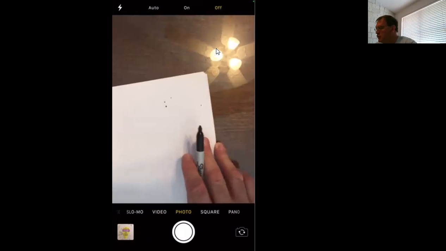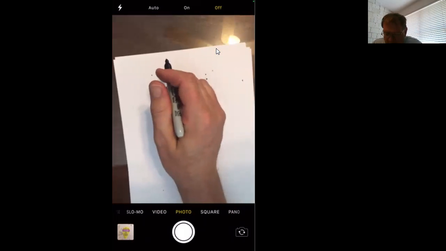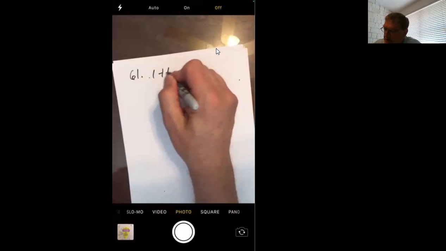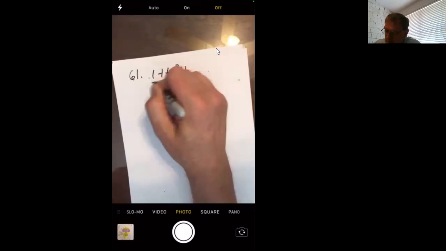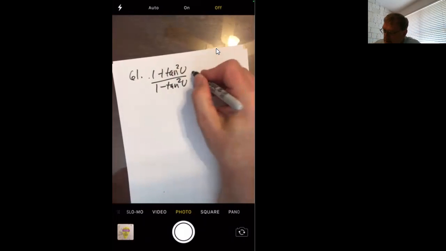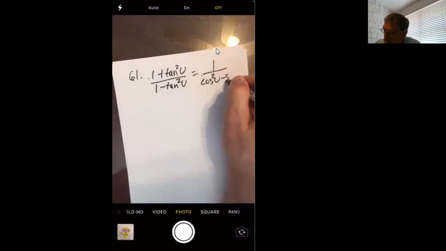I'll just keep working a few more just for practice. Try to make this last about 30 minutes. How about 61? 1 plus tangent squared u, over 1 minus tangent squared u, equals cosine squared u minus sine squared u. That's a u.